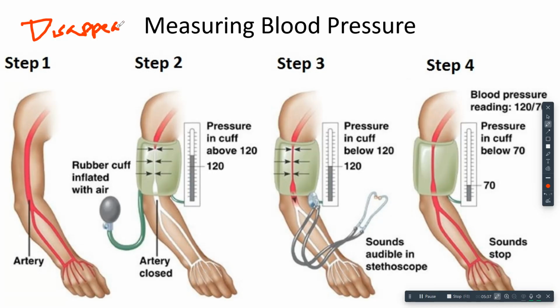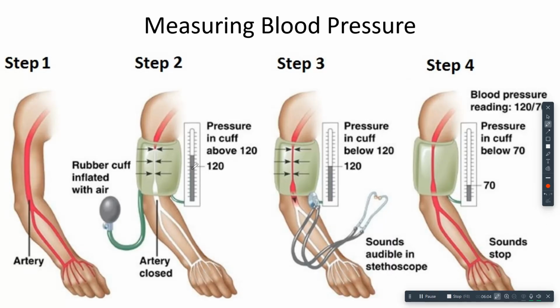But when there's the disappearance of the sound, that is your diastolic blood pressure. So you look at the gauge when the sounds disappear, that's your diastolic blood pressure. That is your lowest blood pressure. It occurs during ventricular diastole. So that is pretty much it. That's the simplified version of taking a blood pressure.